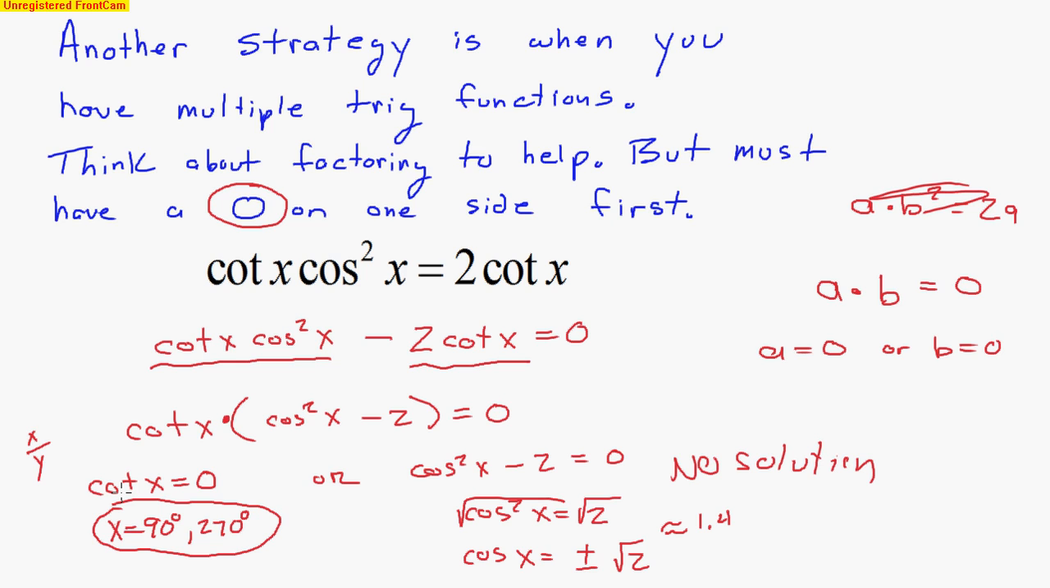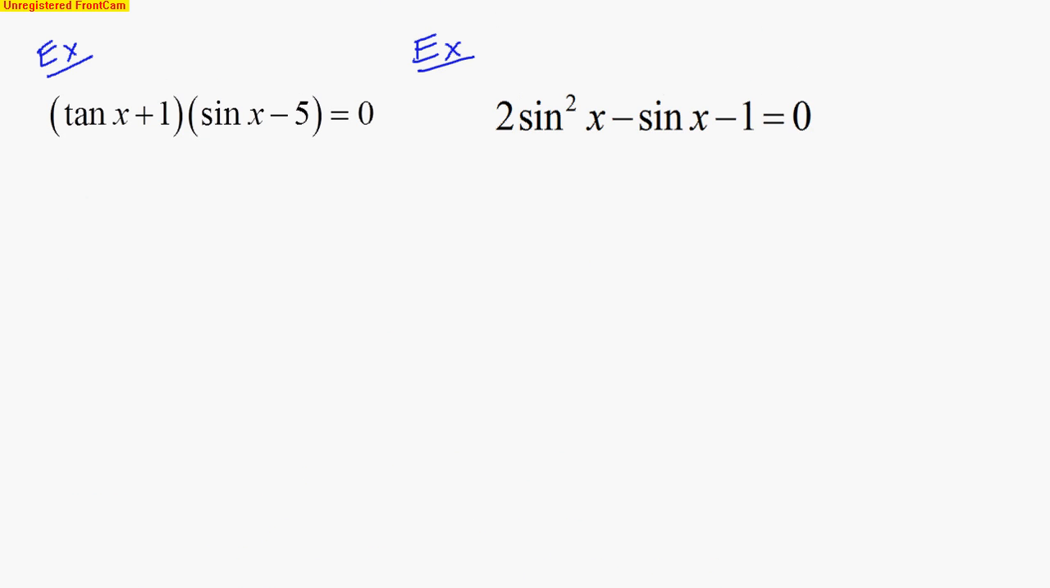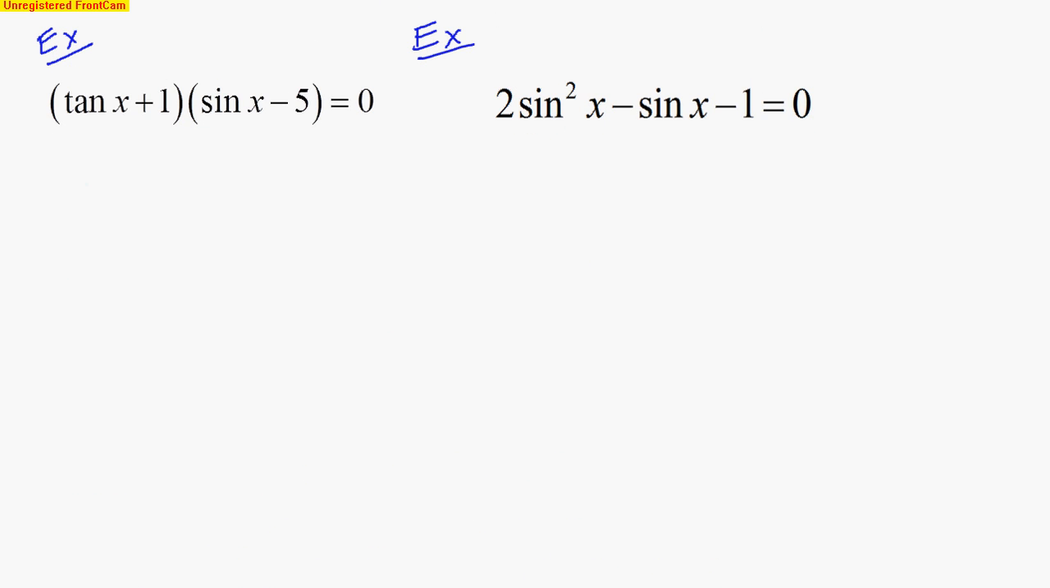So that's a nice problem where you realize that the only way to solve that type of problem is to factor. All right, here's two more problems where you need to factor. This first one, the factoring is actually already done for me. I have tangent x plus 1 times sine of x minus 5. Once again, the zero product property says when two things are being multiplied, one of those two things must be 0. So tangent x plus 1 could be 0, or sine of x minus 5 could be 0.